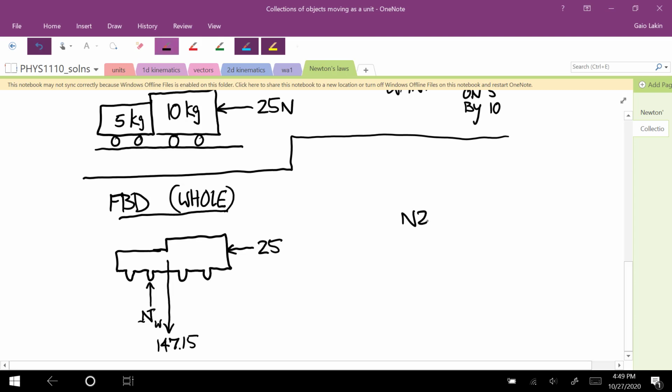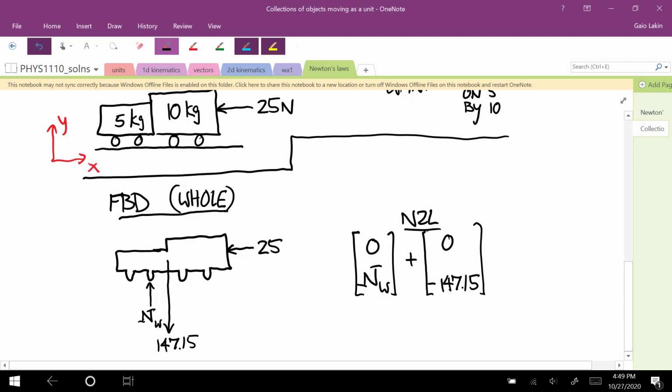So now I'm going to go to Newton's second law. And there are three forces in the free body diagram, so we have to do three forces in the Newton's second law. If I use a standard coordinate system like this, then that pushing force is 0, positive N whole, plus the weight force is 0, negative 147.15. The 25 Newton force is in the negative x direction, so plus negative 25, 0.